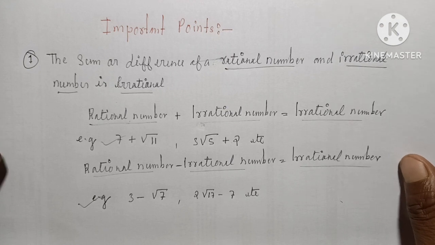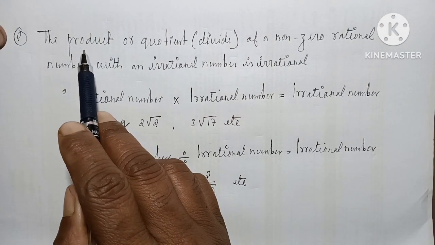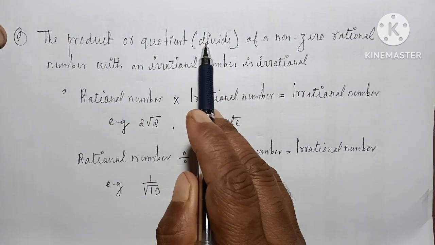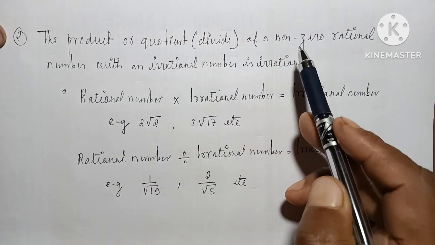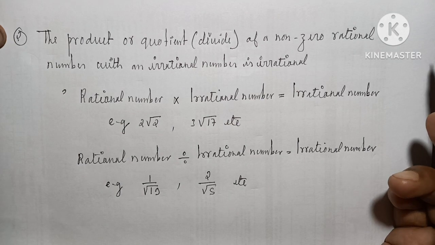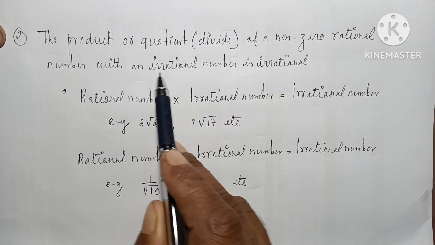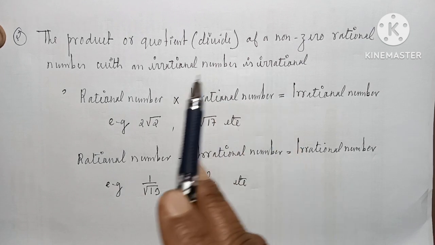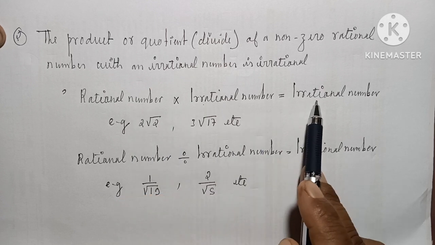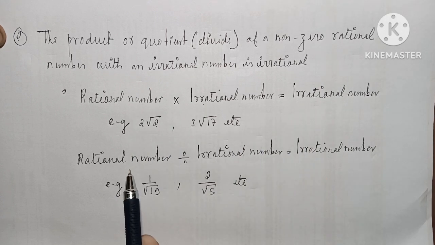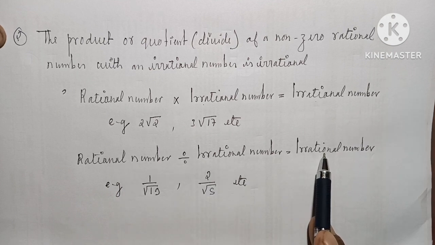Come to the next point. The next point is that the product or quotient, meaning division, of a non-zero rational number, just like the numbers 1, 2, 3, 4, these whole numbers are called non-zero rational numbers, with an irrational number is irrational. Means one is rational, one is irrational. If you multiply, then irrational comes. If you divide a rational number by an irrational number, it always comes out irrational.